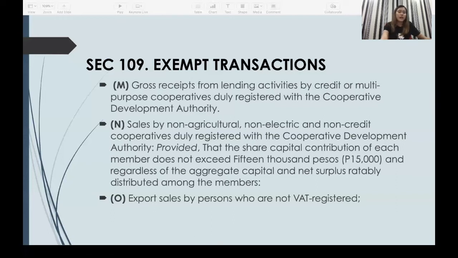Ganon. Next is export sales by persons who are not VAT registered. Simply stating that export sales is VAT exempt if the exporter is not VAT registered. However, if the exporter is VAT registered, then subject to VAT, pero 0%. Yan yung kanina yung diniscuss na value-added rates, yung pang-apat na 0%, meron siyang taxable siya pero 0%. Why 0? Kasi nga, bawal mag-impose ng tax beyond the territorial jurisdiction. Kasi nga export. So, from our country going to another foreign country. So, ganun.